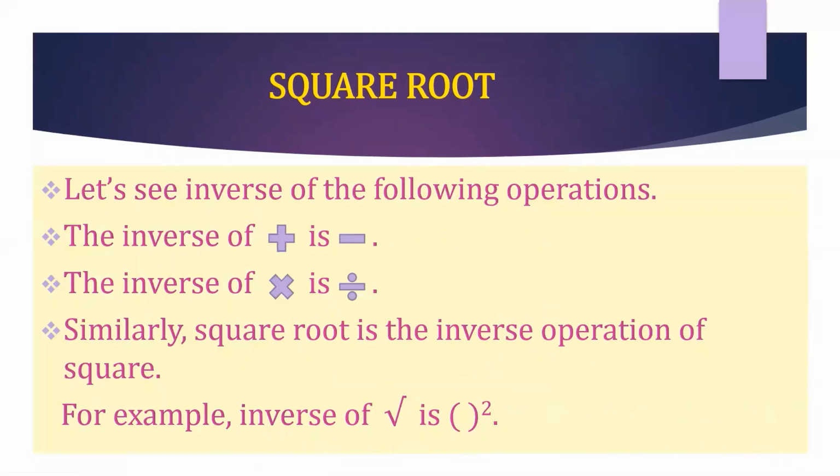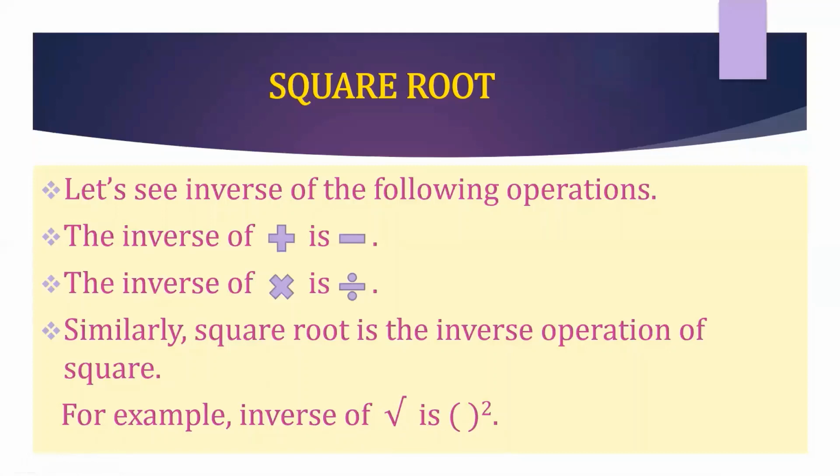Let's see the inverse of the following operations. We know that the inverse of addition is subtraction. The inverse of multiplication is division. So in the same way we can say that square root is the inverse operation of square. As I have said, this is the symbol of square root, and we know that we write the square in the bracket this way. So we can say that the inverse of the square root is square.